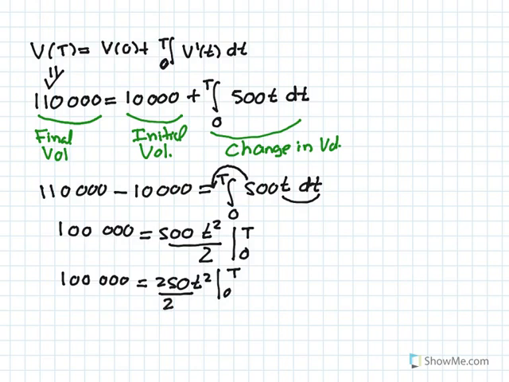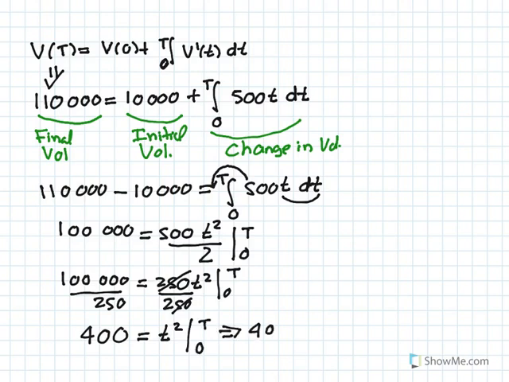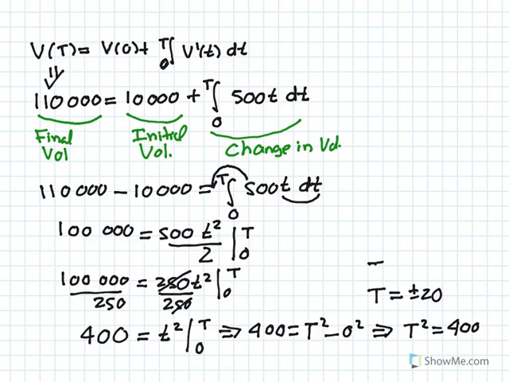Let's divide both sides by 500. The left-hand side will be 200, and the 500 will cancel out, and we get t from 0 to T. So now we get 200 is equal to capital T minus 0. That gives us T is 200. Of course, we're only going to take positive time. So it takes 200 hours to raise the volume of the oil in the reservoir to 110,000.